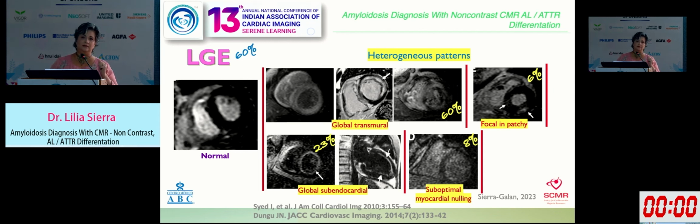Then the LGE. LGE is not as strong a predictor as we used to think. Why am I saying that?